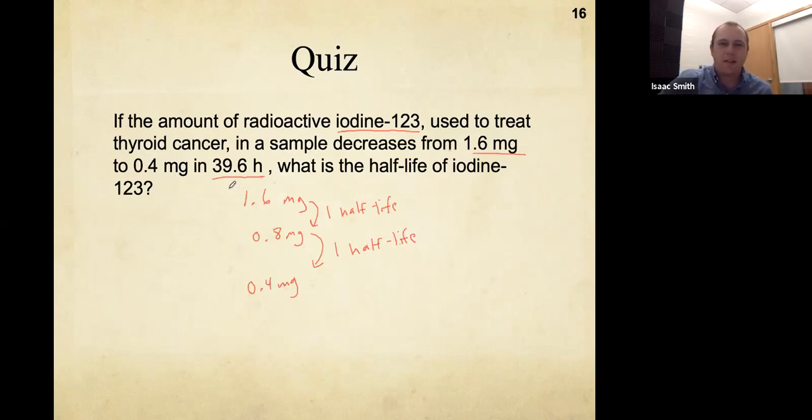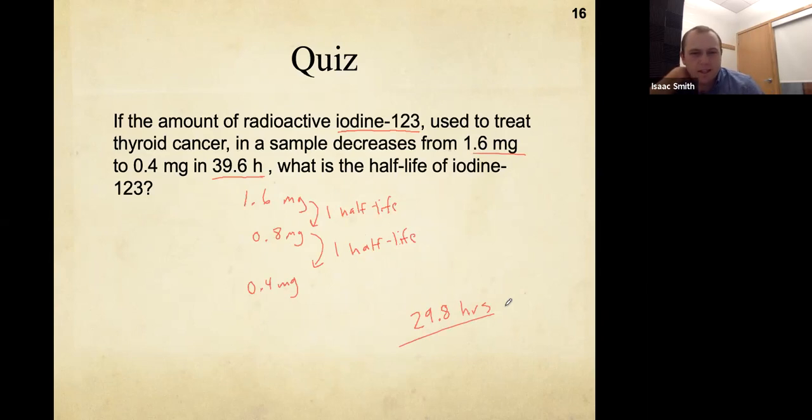And 2 half-lives took 39.6 hours. So one half-life would just be half of 39.6, right? So it'd be 29.8, I believe. Okay, 29.8 hours would be the half-life of iodine-123.